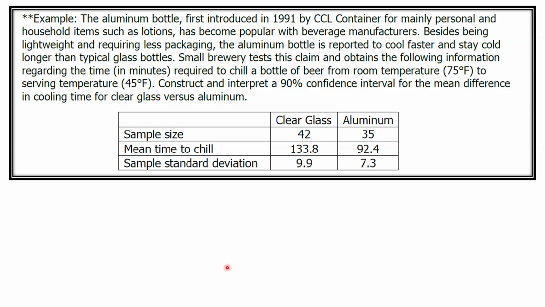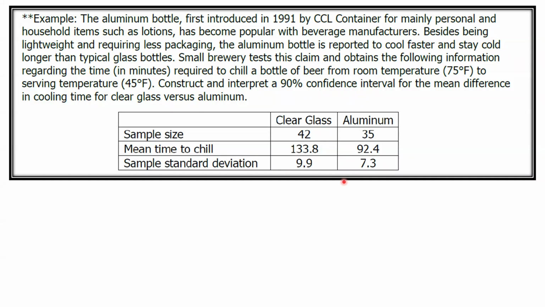Construct and interpret a 90% confidence interval for the mean difference in cooling time for clear glass versus aluminum. Okay, and so we have our stats here: clear glass, aluminum. We have our sample size for each. We have our mean time to chill for each, and we have our sample standard deviation.